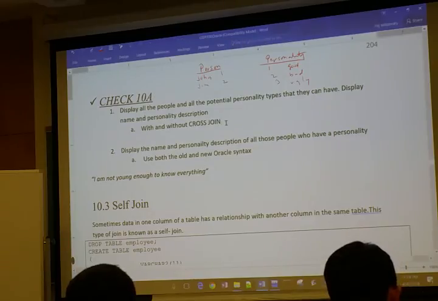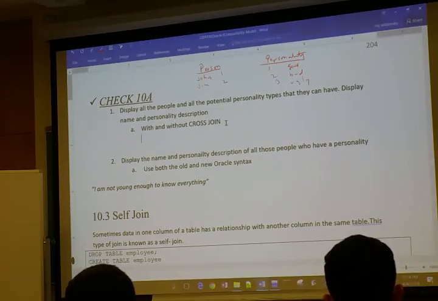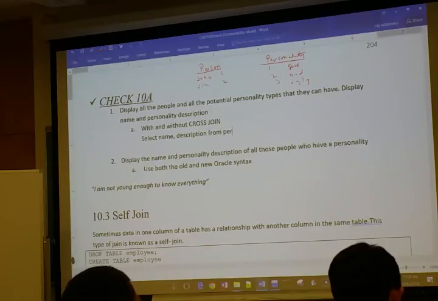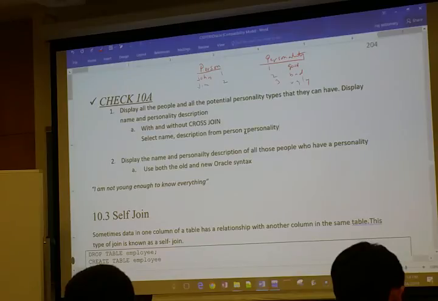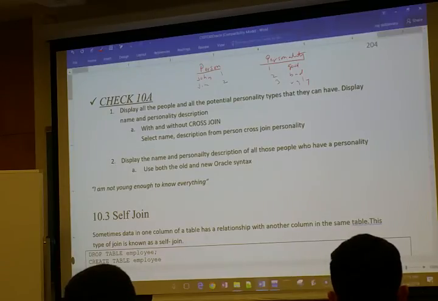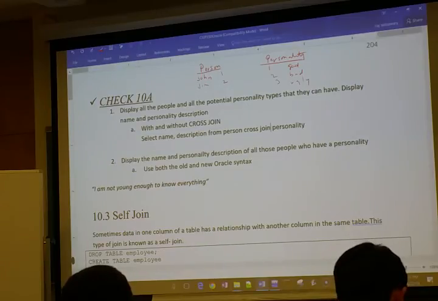Select name, description from person cross join personality. So description, and so from person, and then personality. Cross joining personality. Okay, now this would be the Cartesian product. So that's one way of doing it. We could actually go ahead and use a comma in here as well, and that would give us the exact same result, right? If you don't put a join condition, that becomes the exact same thing as a cross join.